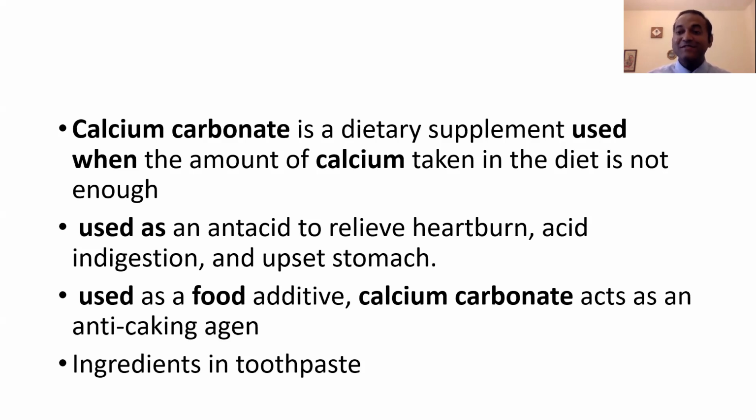Okay, the last one is the easiest to remember. It is used in our toothpaste. We know that our teeth are made from a type of component that contains calcium as well as phosphate. So toothpaste is always enriched with calcium carbonate because it will help for healthy teeth.